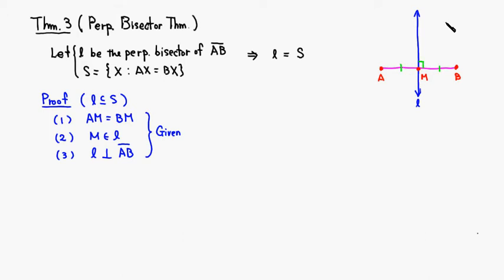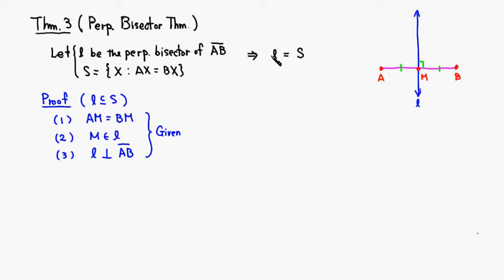And we look at the set S, which is a collection of points which are equidistant from A and from B. So S is the set of points that are the same distance away from A and from B, right? And the conclusion is the perpendicular bisector is exactly the same thing as the collection of points equidistant from A and from B, right? So let's prove that.